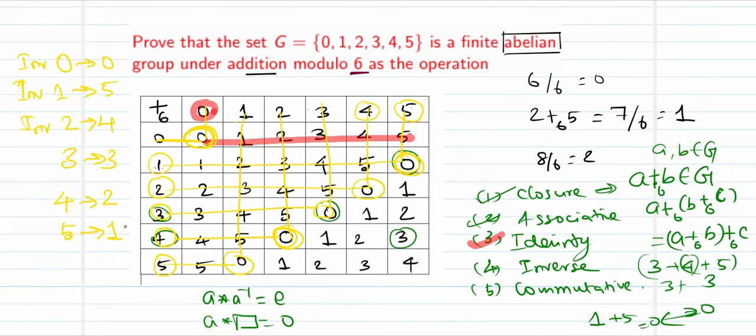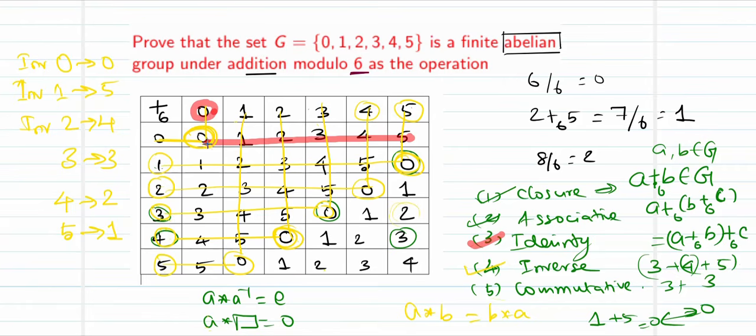So I have now shown that all the elements possess inverse. And furthermore, commutative law is nothing but I can show that A star B is the same as B star A. So 4 addition modulo 2 is going to be 0. What is 2 addition modulo 4? That is also going to be equal to 0. 5 addition modulo 3 is going to be 2. What is 3 addition modulo 5? That is also equal to 2.